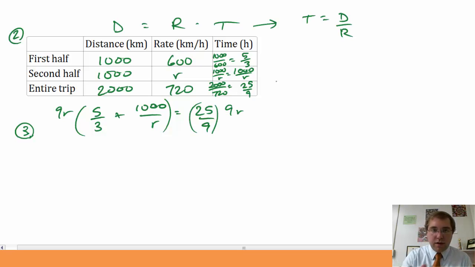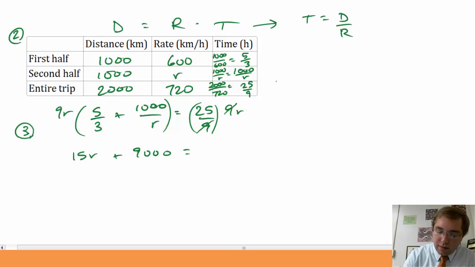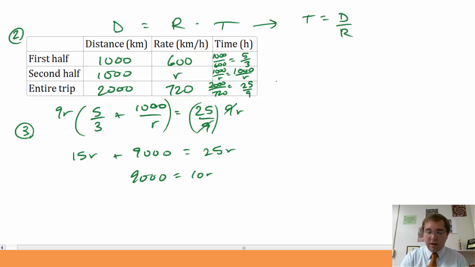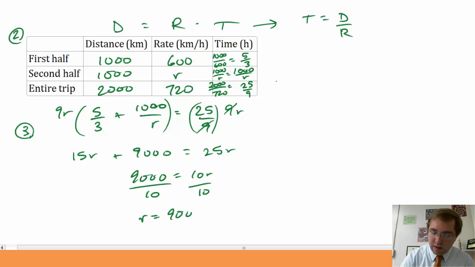5/3 times 9R, the 3 goes into 9 3 times, leaving you 3R times 5, and that's 15R. 1,000 over R times 9R, the R's cancel, you have 9 times 1,000, which is 9,000, equals 25 over 9 times 9R, the 9's cancel, and you get 25 times R, so 25R. Okay, we bring the R's to one side. 9,000 equals 25R minus 15R. That's a 10R. And we divide both sides by 10. And R equals 900.